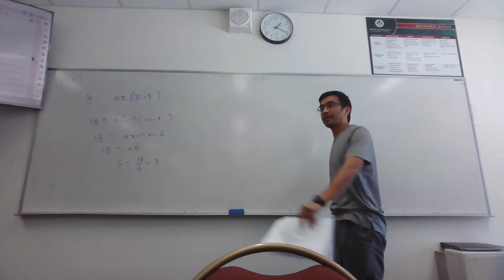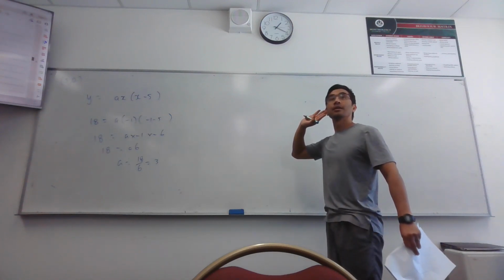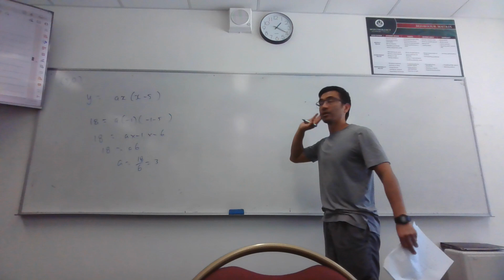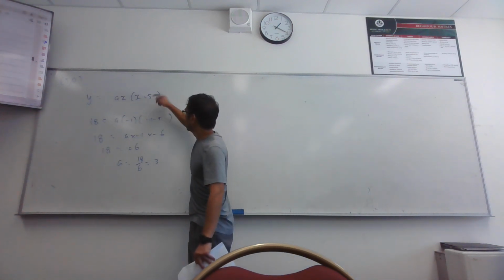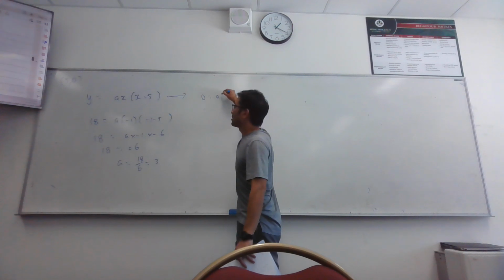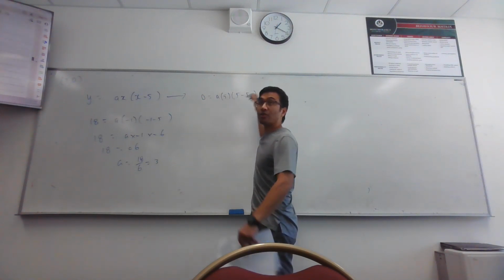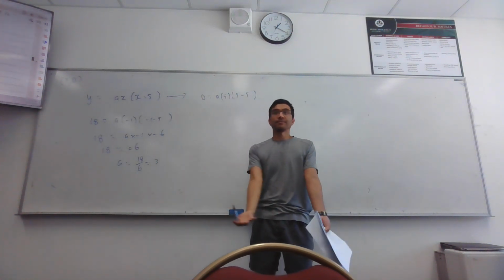3 would be -5. No. Did I hear? Yes. Okay. If you put here 0 equals a times 5 times 5 minus 5, the whole thing collapses.